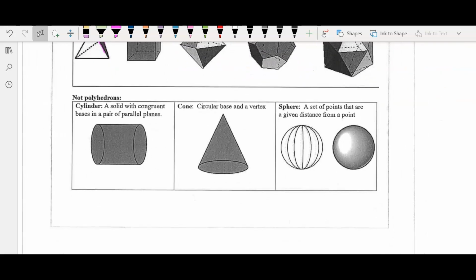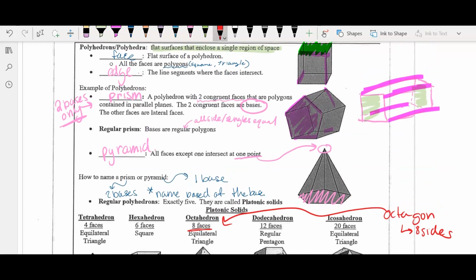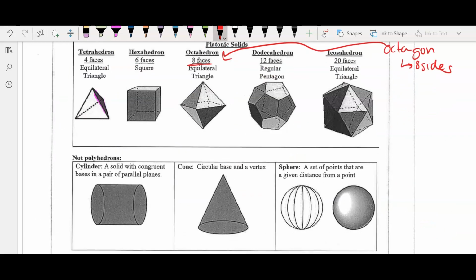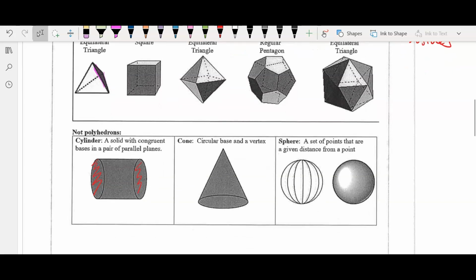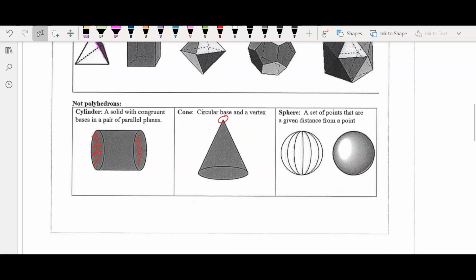Now, these examples are ones of non-polyhedra. A cylinder is a solid with congruent bases in a pair of parallel lines. A face of a polyhedra is a flat surface, and all faces are polygons. Here, as you can tell, this is a wraparound, so you have the circles, but the outside surface, which we will talk about and is called the lateral area, is not a flat surface. Again, a cone has a circular base with a vertex up top, but the lateral surface is curved, and then a sphere.